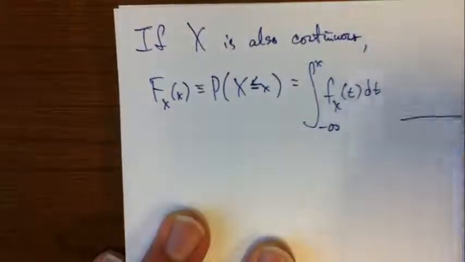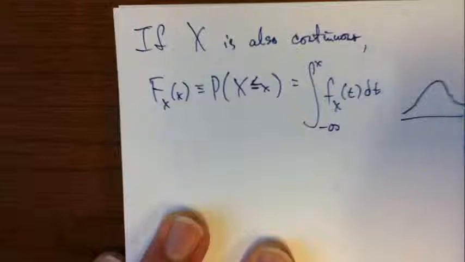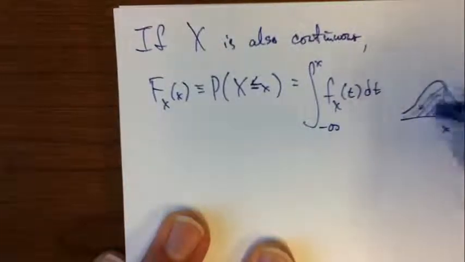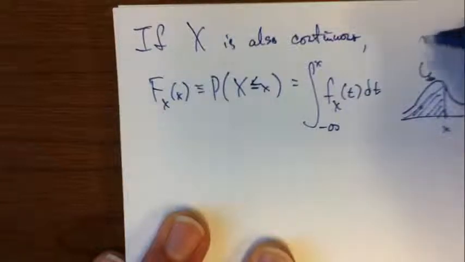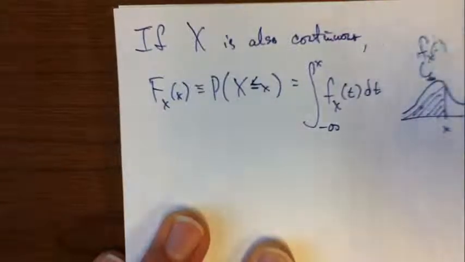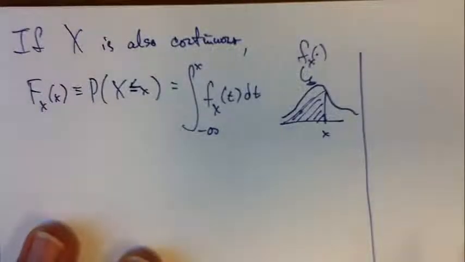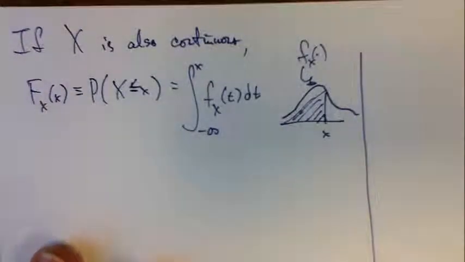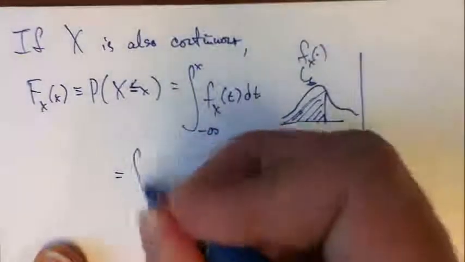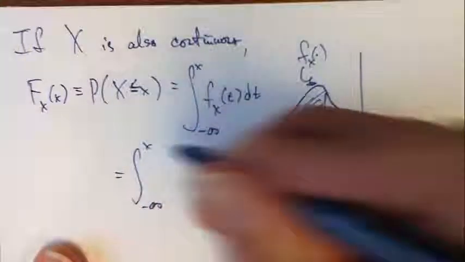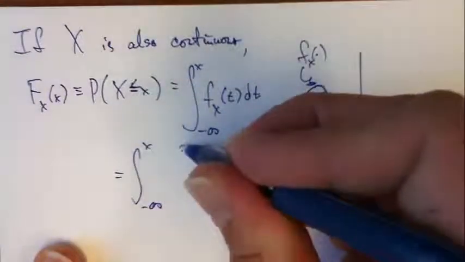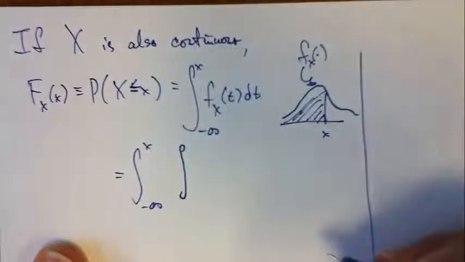It's just this whole thing, right? It's just the area under the density function. This is f sub X, right? It's just this integral. It's the chance that this random variable takes on a value less than or equal to little x.